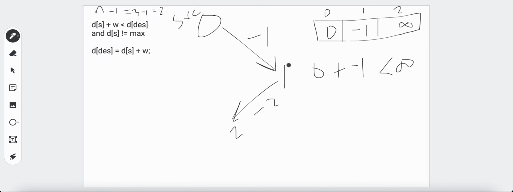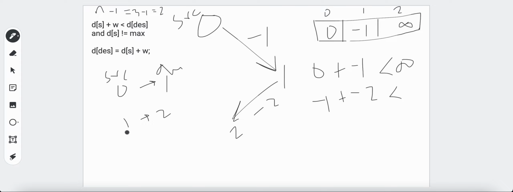Okay, now we reach this position. Now we are at this node. What is the distance of 1? Distance of 1 is minus 1, plus the weight minus 2, is less than distance of destination. What is the destination? It's 2. So this is our adjacency list: 0 to 1 and 1 to 2, and we are considering this place as the source, this place as the destination.